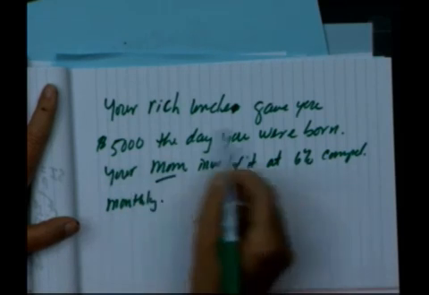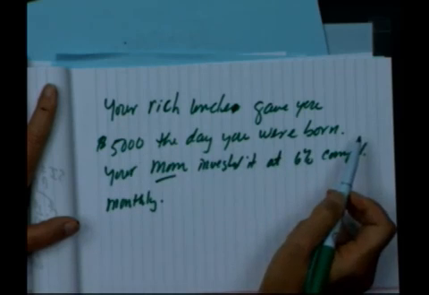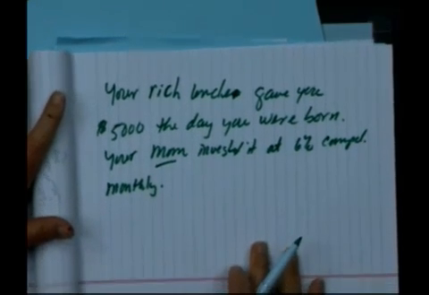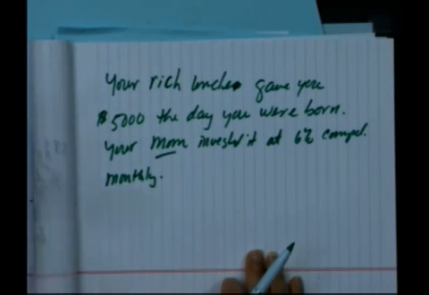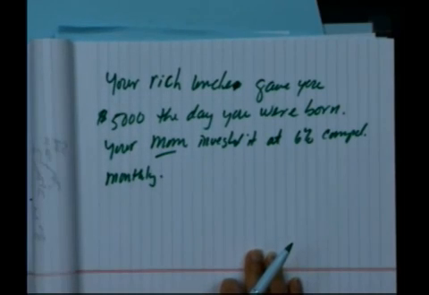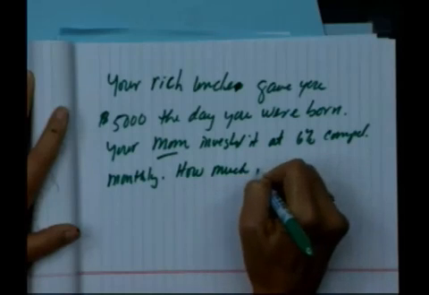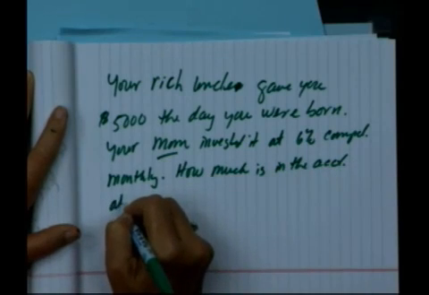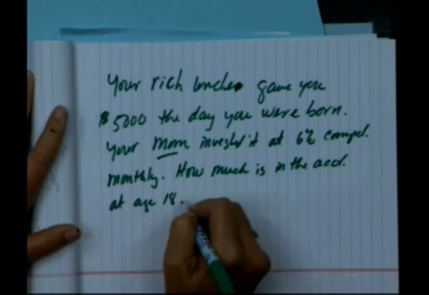Okay, so your rich uncle gave you $5,000 the day you were born. Your mom invested it at 6% compounded monthly. Now, I know interest rates go up and down, but we'll go at 6%. All right, how long are you guys going to be able to keep your hands off this money so we can let it grow in the account? 18? Everybody said 18. You wanted to go, what are you going to do, go buy a car? Okay. All right, so how much is in the account at age 18? This means your 18th birthday.